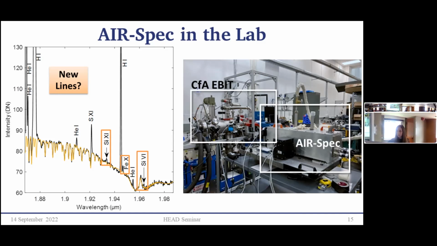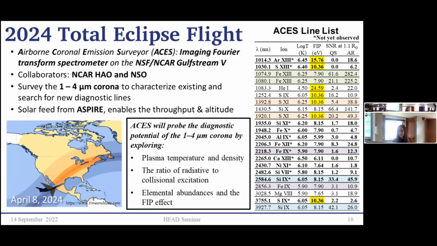So this is what AirSpec is doing right now. It's not going to fly any more eclipses, but we are going to fly another eclipse, in 2024, with a new instrument called the Airborne Coronal Emission Surveyor, or ACES. This is the Fourier transform spectrometer that is going to allow us to get all of those lines that I mentioned. And in fact, there are many, many lines in the 1 to 4 micron passband that we might see depending on how bright they are.